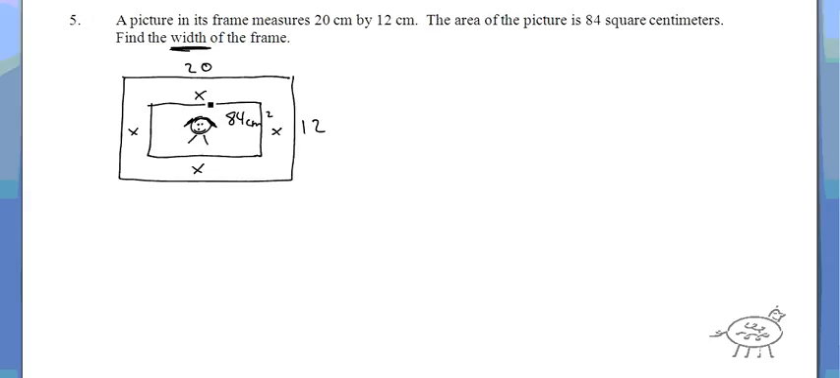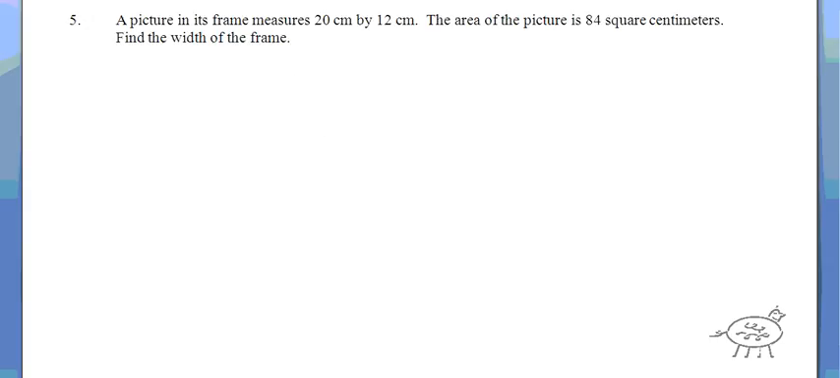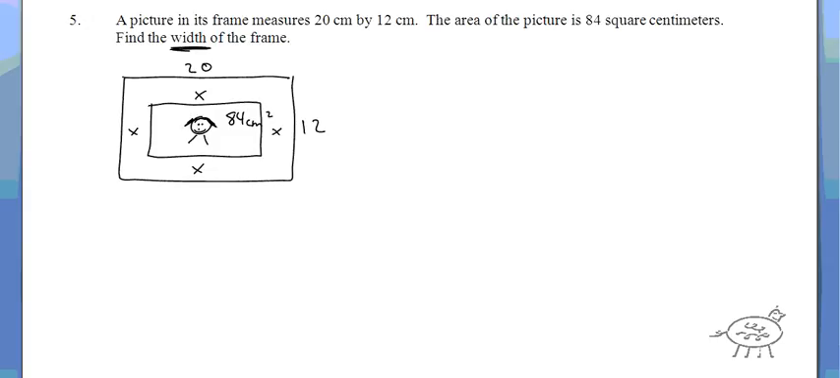So this is the deal, math fans. Let me use a different color here. I know this rectangle that the picture's in is 84 square centimeters. So I need to figure out this dimension right here and this dimension here. I need to figure out the length and the width of that and multiply them together to give me 84.